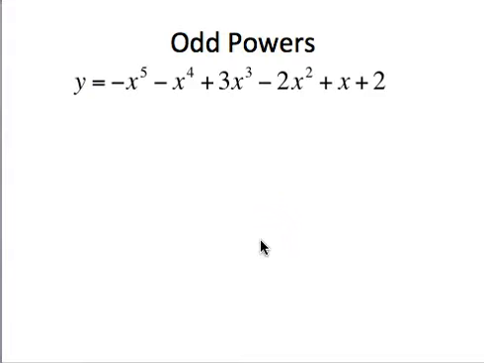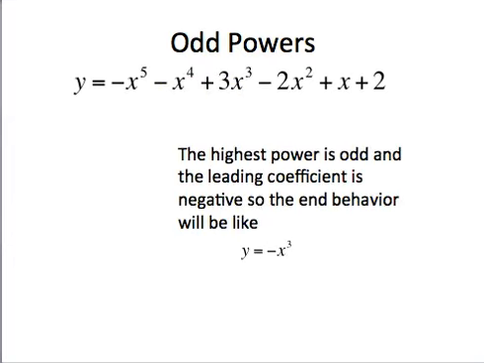What about this one? y equals negative x to the fifth minus x to the fourth plus 3x cubed minus 2x squared plus x plus 2. Highest power is odd, coefficient is negative. So we're going to think of the graph of negative x cubed, which is going to look like this, up to the left, down to the right. We'll state it formally. Highest power is odd, leading coefficient is negative, in fact it's negative 1. So the end behavior will be like y equals negative x cubed. And again, have the visual in mind, up to the left, down to the right.